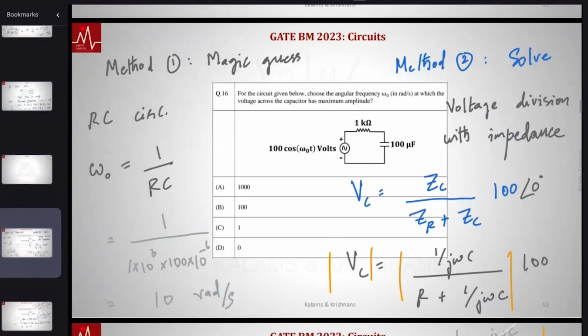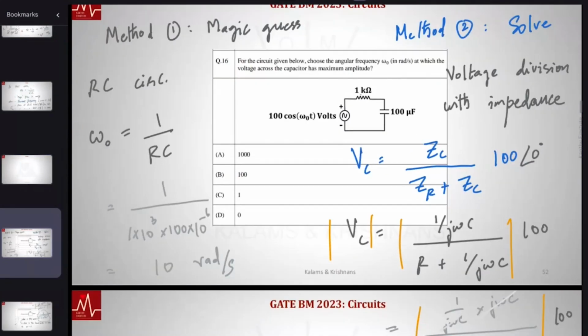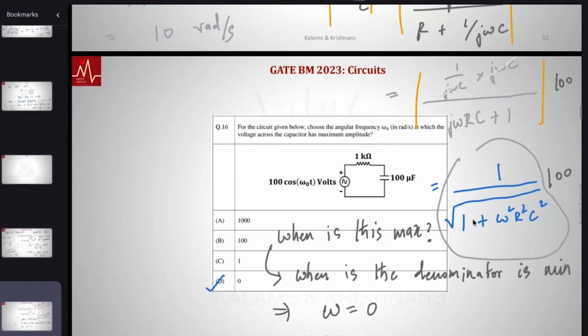And notice, if we use impedances, I just applied voltage division. There are 2 impedances, a ZR and ZC. And I simply solved: when is this maximum? You're not going to take the first derivative, set it to 0 and all that. Again, that is a step that I might have taken for granted, but you need to get used to it. This comes with practice.